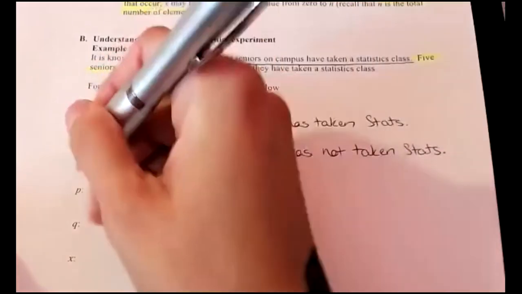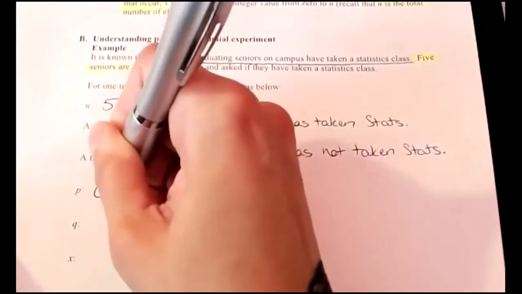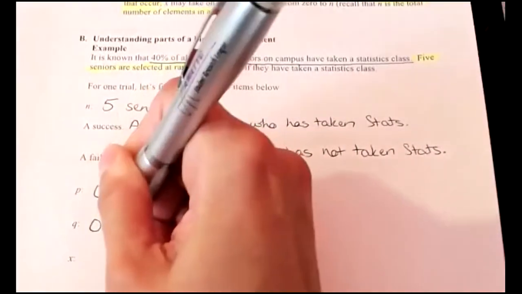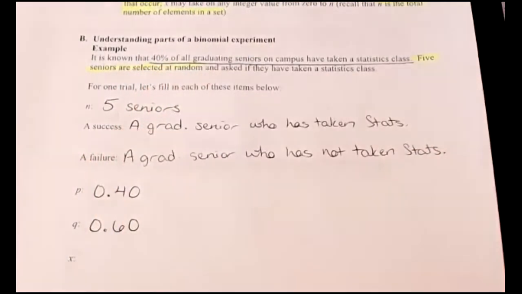Four. 0.40. Yes, so we could write 0.4 or 0.40. I'm comfortable with either way because they both say the same thing, which means we know the probability of failure. Angelica already said it. She says there's a 60% chance that they have not taken a stats class, which means Q must be what's left over, which is 0.60.